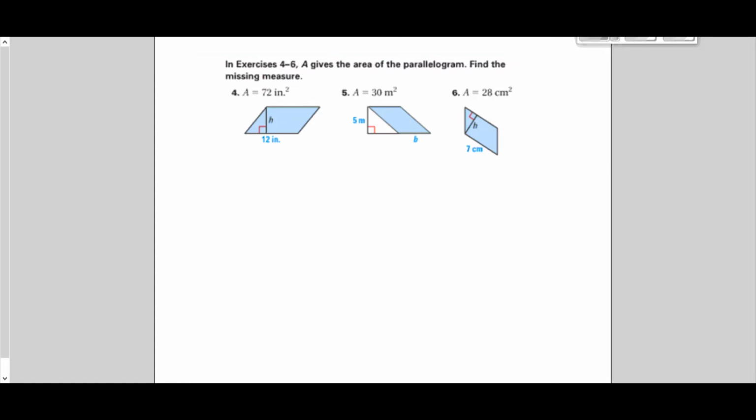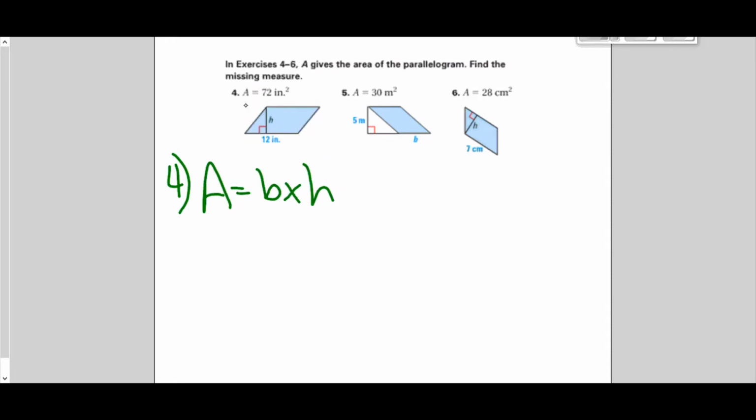So you're going to use the area to find missing information. In number 4, I have area equals 72 inches squared. And I'm given a figure down there. So I'll do number 4, and then you can do 5 and 6. I'm going to start off with my area formula. Area equals base times height.